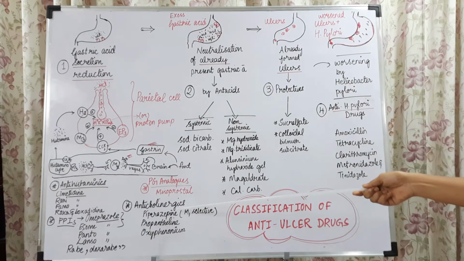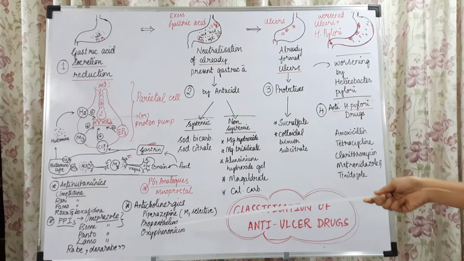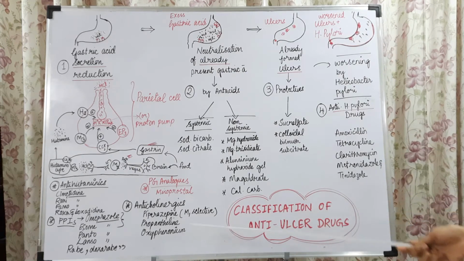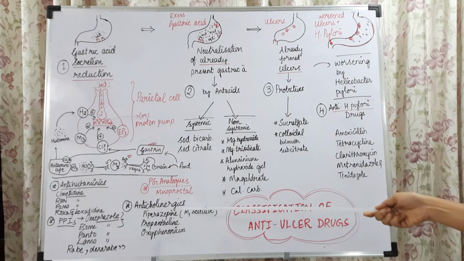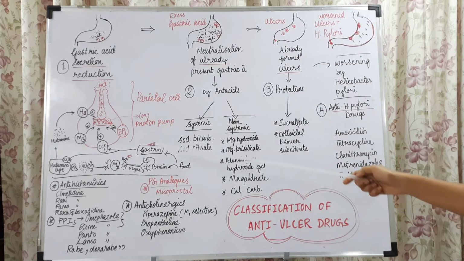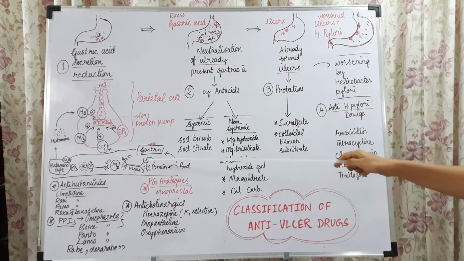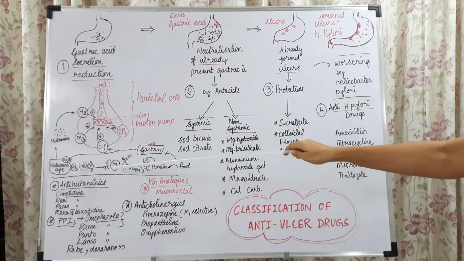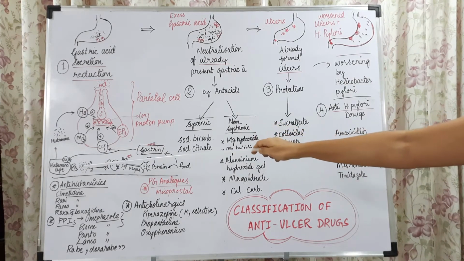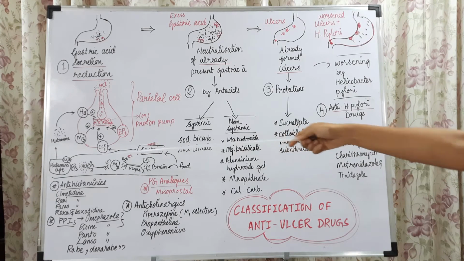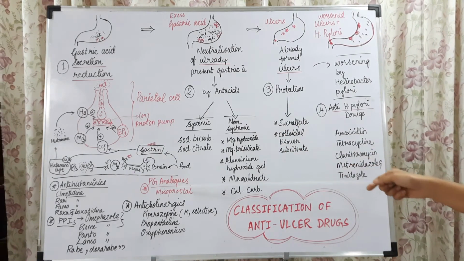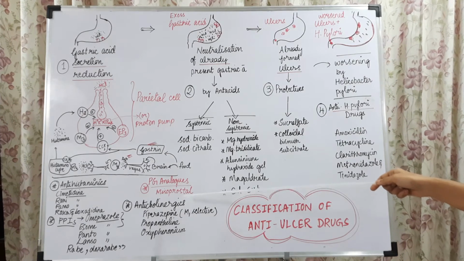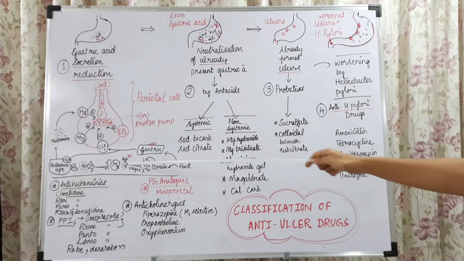And you have anticholinergic drugs like pirenzepine, propantheline, oxyphenonium. Pirenzepine is an M1 selective drug. We can see that anticholinergics have different sites to act. There are M1 receptors, M3 receptors, and muscarinic receptors directly present on the histamine site. All these receptors can be inhibited by the anticholinergic drugs. Pirenzepine is an M1 selective drug.